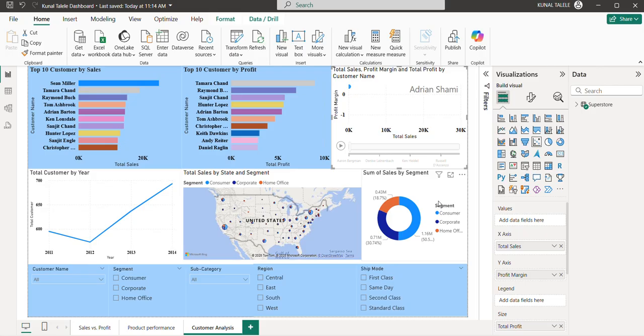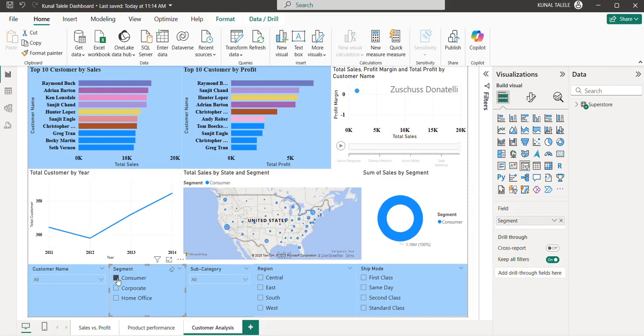At the last, multiple slicers allow users to filter the entire dashboard. For example, customer name, segment, subcategory, region, and ship mode. If I select the segment as consumer, you can see the changes in the dashboard.